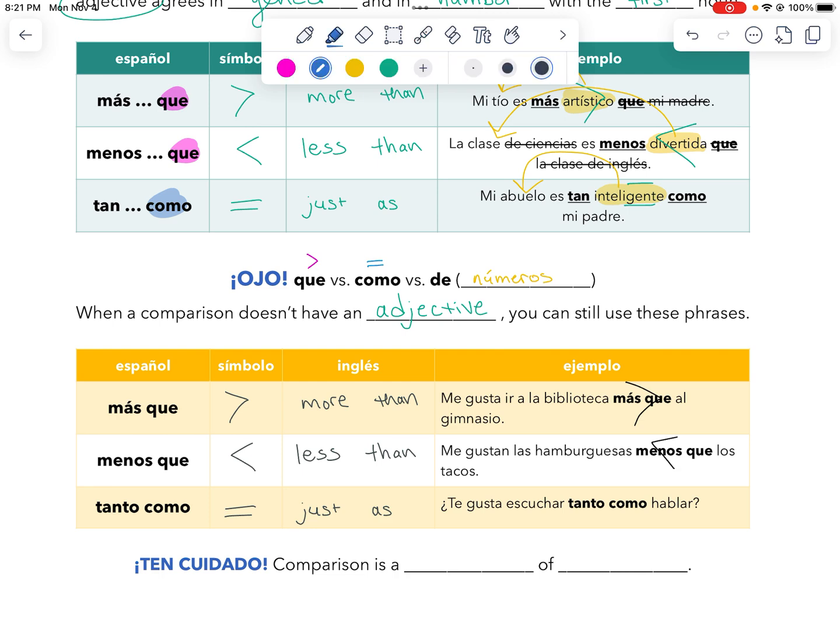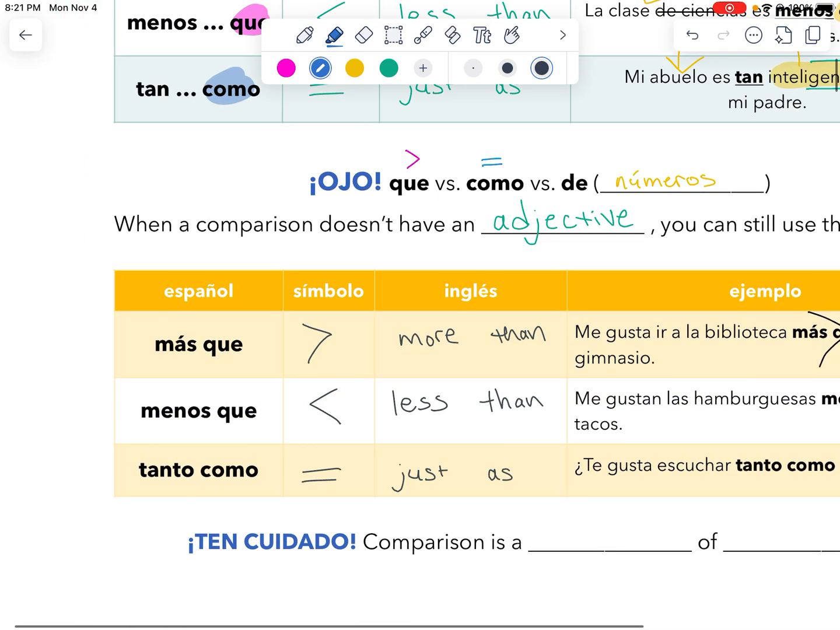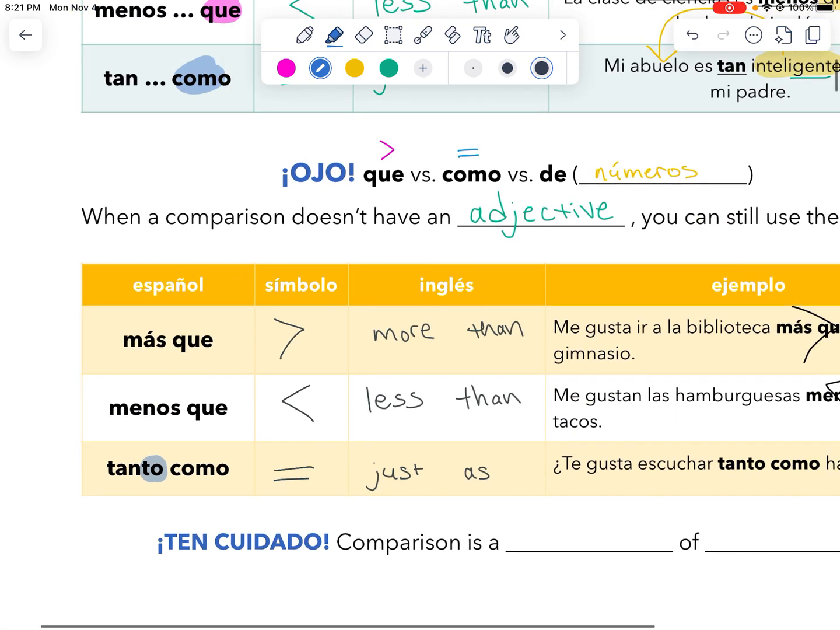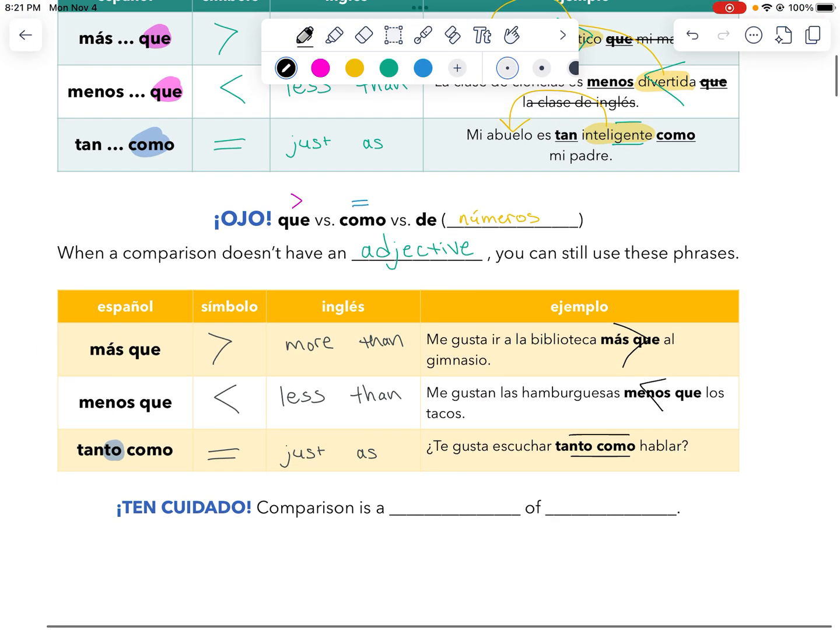Now here's where it gets funky. Notice up here we have tan como. Now we get tanto como. Ooh. So look out for that. If you take away the adjective, you need to have tanto como. So te gusta escuchar tanto como hablar? Do you like to listen as much as, in an equal manner as, speaking?